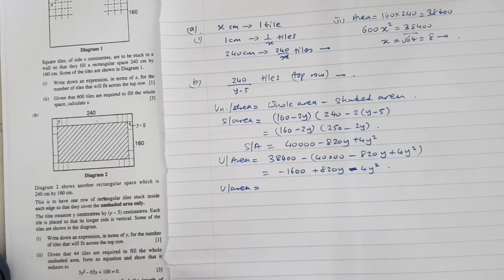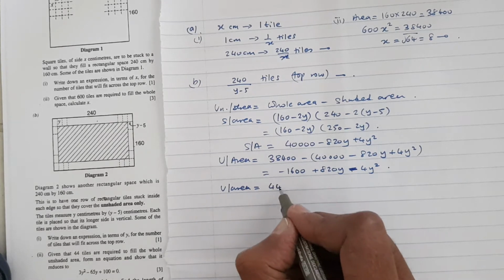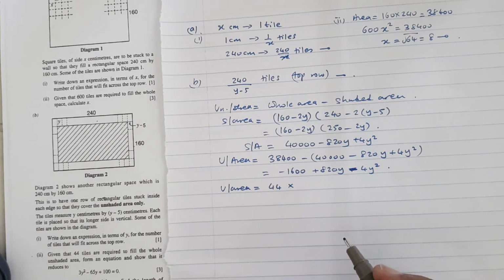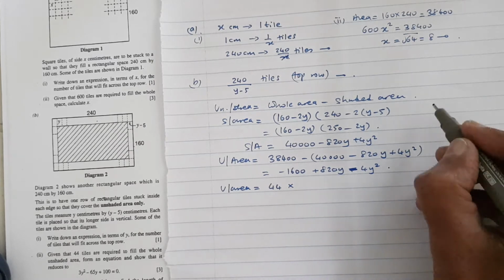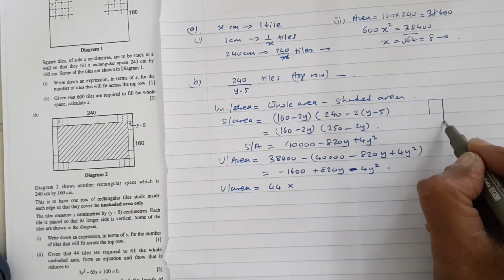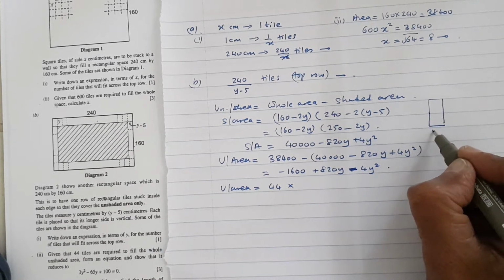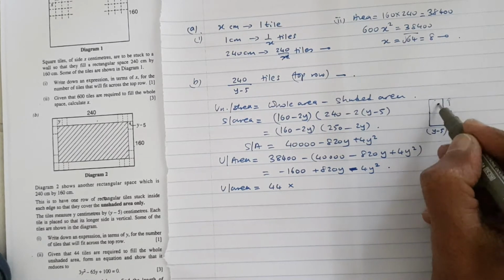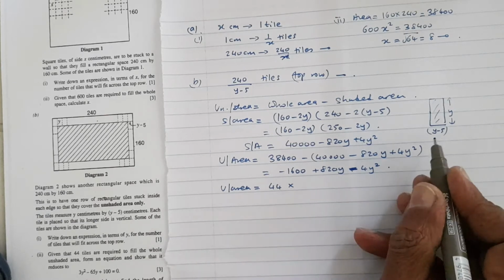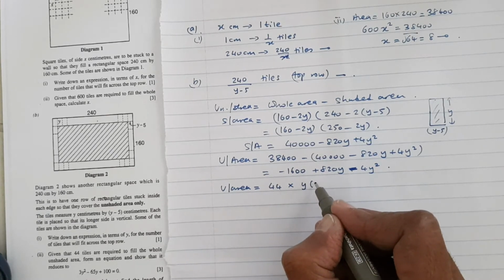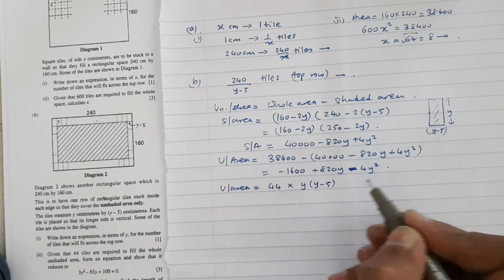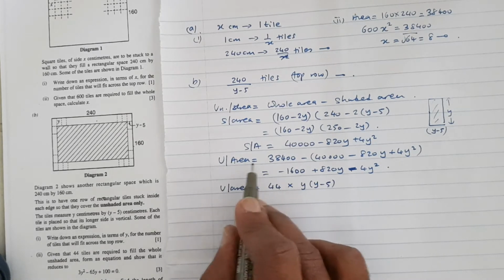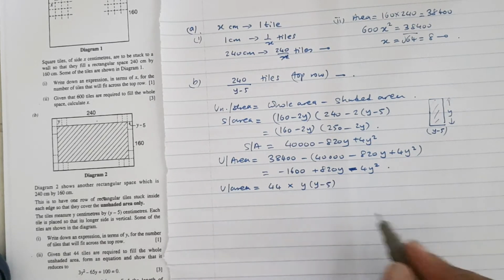So it's going to be equal to 44 tiles multiplied by the area of one tile. Remember, one tile is measuring y minus 5 times y. That's one tile. Okay, so 44 times the area, which is y times y minus 5. So this unshaded area is equal to that unshaded area. So we can equate both of them.